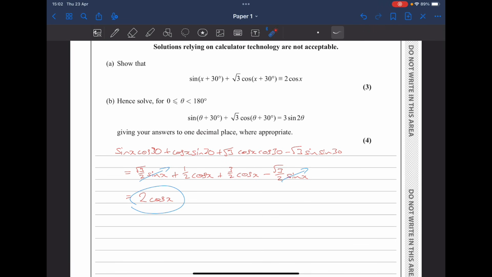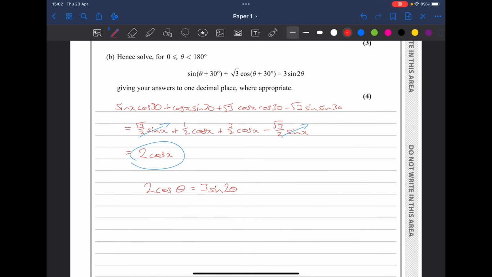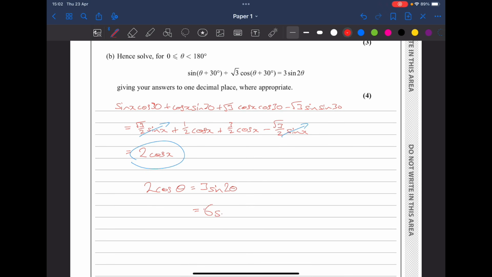Part B then, solve this thing. So this is the same as this, but x is now theta. So we're going to swap this thing out for this thing and then solve it. So we'll have 2 cos theta equals 3 sine of 2 theta. And these have different multiples of theta, so I'm going to take the double and expand that out. So that right hand side is now going to be 6 sine theta cos theta.